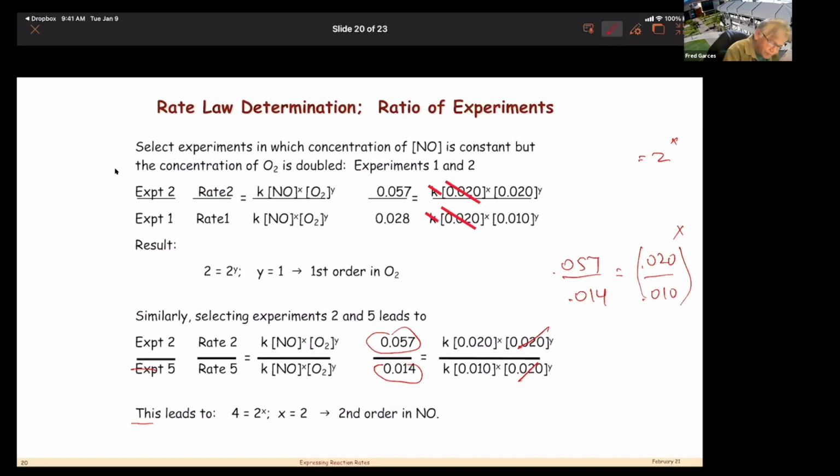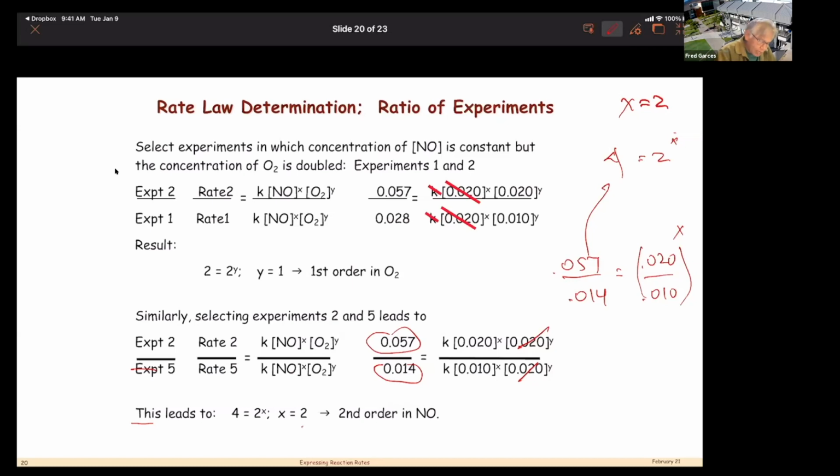No, that's 4. Sorry. So this number is 4. 2 to what power equals 4? Well, 2 to the second. So x has got to be 2. Okay, see how the math simplifies? So now we know that x is 2 right here.